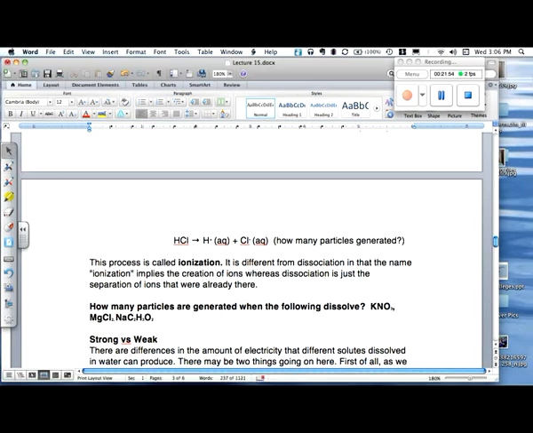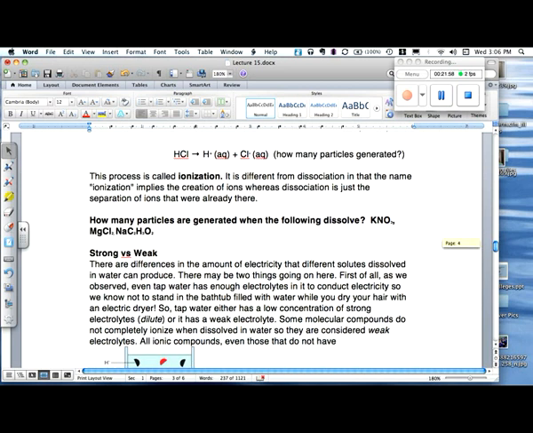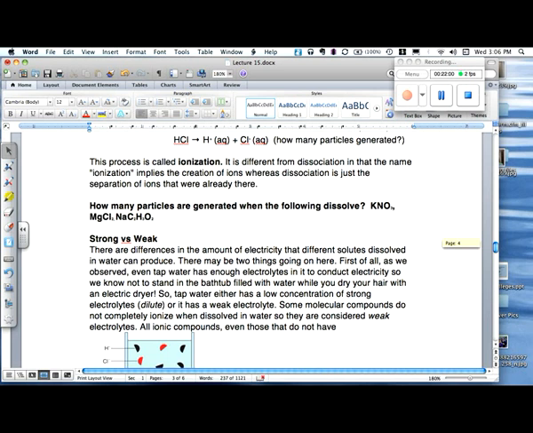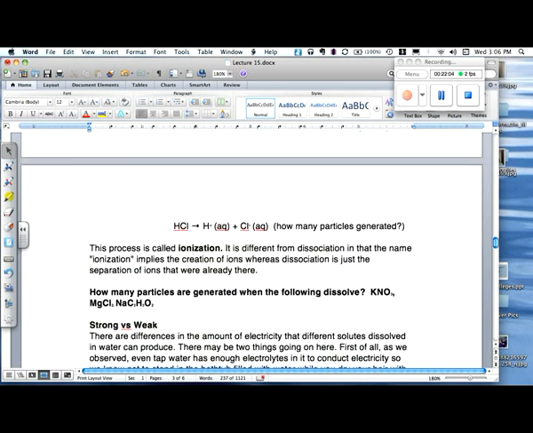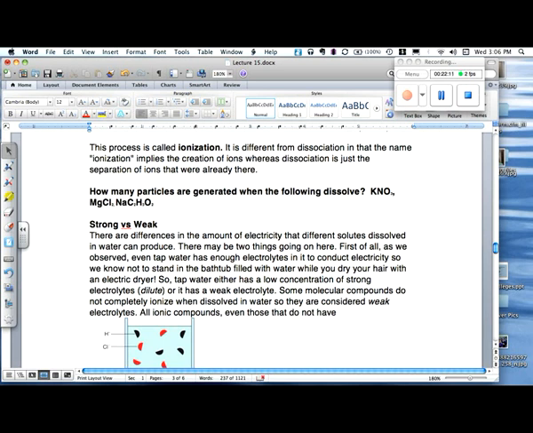All right. So, strong versus weak electrolytes. We've talked about the difference between electrolytes and non-electrolytes. Now, what is the difference between strong and weak? I've already talked about strong acids and bases being strong electrolytes, but what does it mean? There are differences in the amount of electricity that different solutes dissolved in water can produce. In fact, I'm going to show you a little simulation online about that.